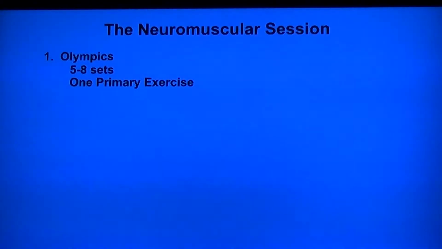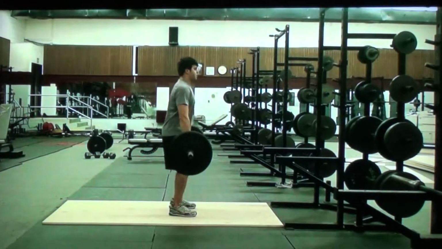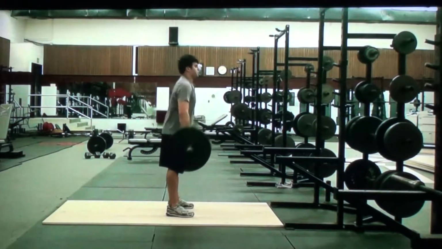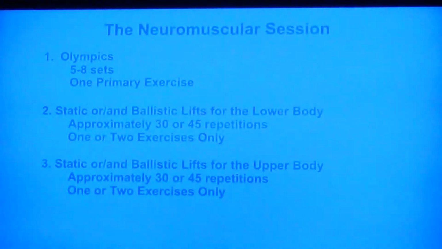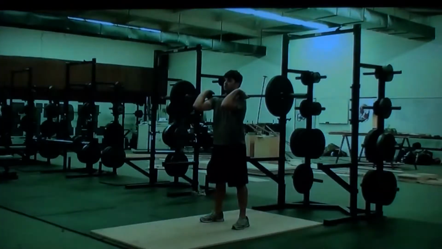Although different lifting levels or depths may be used, this enables the lifter to achieve a better rhythm than that which can be achieved using various exercises. 5 to 8 sets are used. When examining the static or ballistic components for the lower and upper body, approximately 30 or 45 total repetitions are done using 1 or 2 exercises.